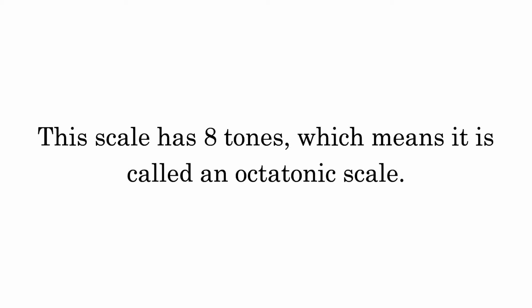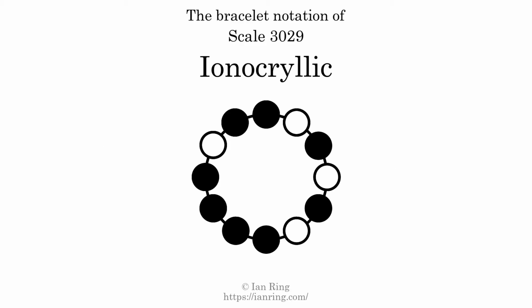This scale has 8 tones, which means it is called an octatonic scale. This is a bracelet notation diagram of scale 3029. The shaded circles represent tones that appear in the scale, and they are read clockwise, starting at the top.